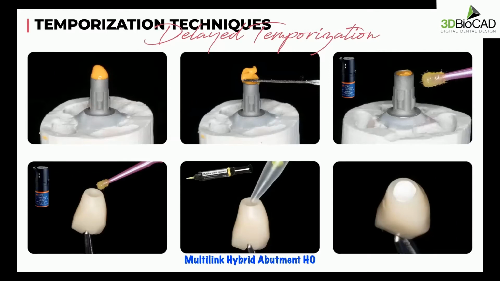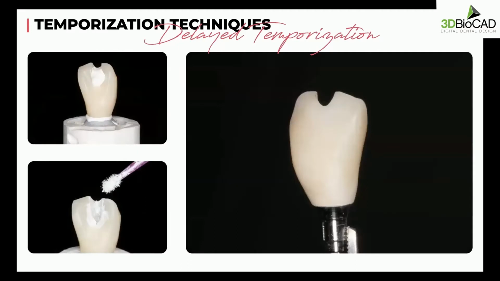And then we apply Scotchbond Universal onto the Ti base and the internal surface of the temporary crown. And then the cement that we use for this is Multilink Hybrid Abutment HO. We like this cement because it's very, very opaque, so it'll mask the metal color. And then after you cement it, you clean up the excess, and that's how it looks.